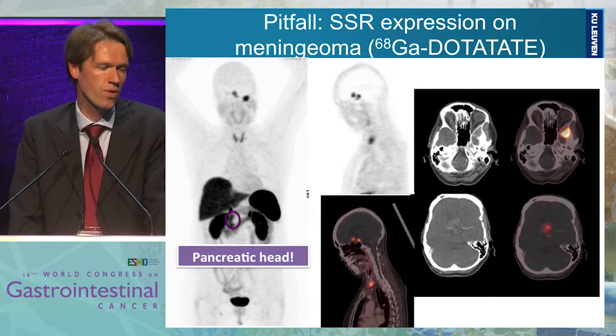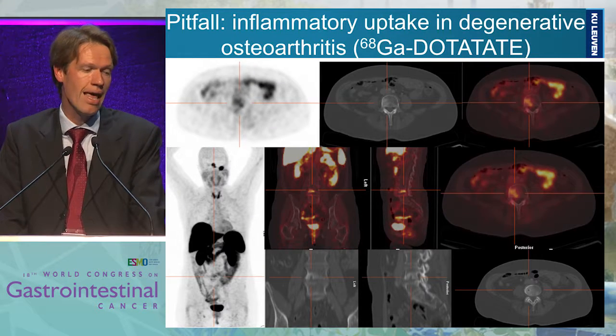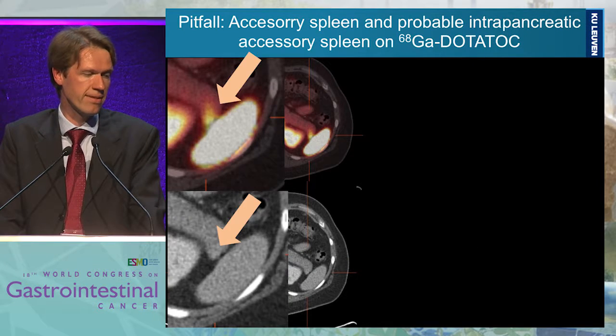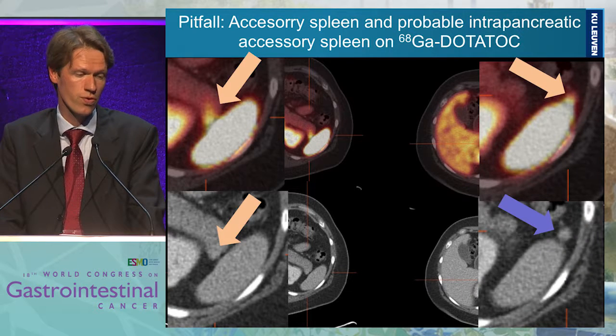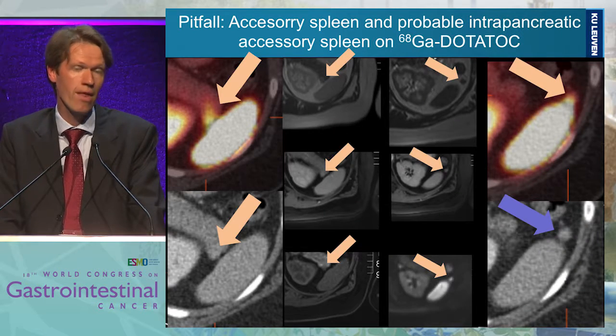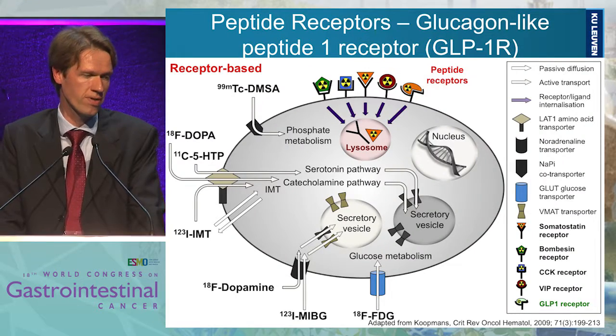Meningiomas can be positive, so if you have lesions in the skull, beware it might not be bone mets of the NET. We see the pancreatic head again. Inflammatory lesions such as osteoarthritis can be positive, and this is an intrapancreatic spleen in a patient that also had accessory spleen. And of course, spleen tissue will take up these ligands and so will be positive on the scans.